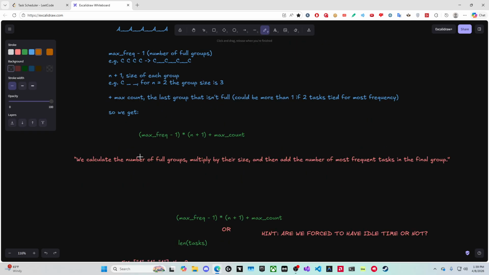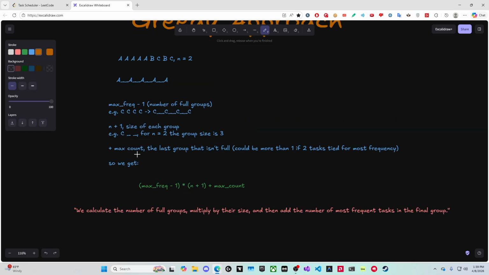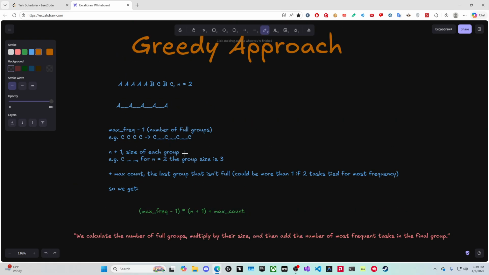So we basically calculate the number of full groups, multiply by their size, and then we add the number of most frequent tasks in the final group. And again, our most frequent task count could technically be, like, we're not always adding 1. It could be 2 or 3 if we have cases where our most frequent character is tied. So if we had 5 A's but also 5 B's, we would add 2 technically here, okay? So just keep that in mind.